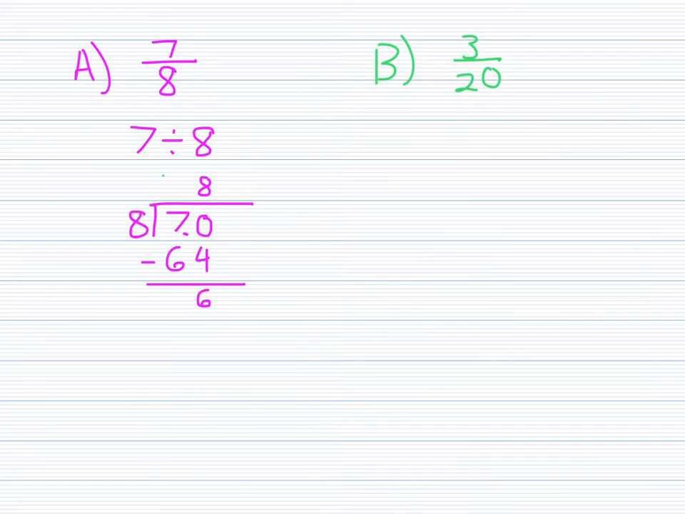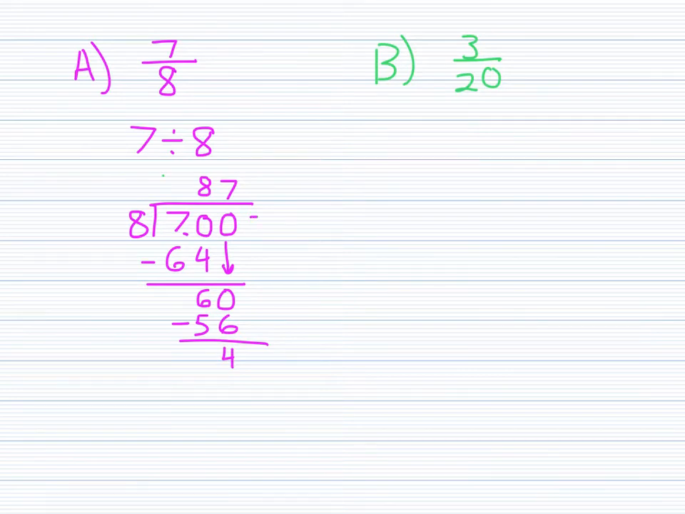And I don't have anything to bring down here, but I know I need to bring something down when I'm doing long division, so I'm just going to add another 0. Bring that 0 down. I'll put the 0 right here. So now we're at 60. Now 8 times 8 is 64, so it doesn't go in 8 times. But 8 times 7 is 56. So 8 goes into 60 7 times. 7 times 8 is 56. And we can subtract that. So 60 minus 56 I know is going to give me 4.